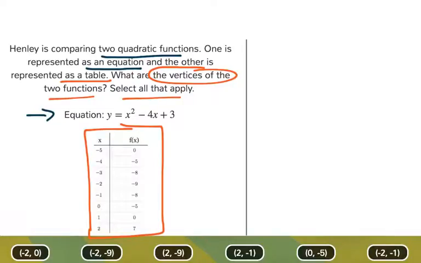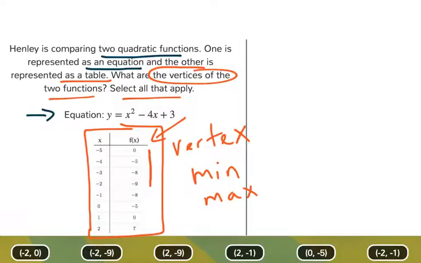The vertex, if you're looking at a table, is always going to be the minimum or maximum of the actual function. So look at these function values. It goes from 0, gets much lower, drops down to -9, and then it stops there and starts getting higher: -8, -5, back to 0. So that is going to be your vertex. It's where the graph switches gears and changes direction, and that is also going to be the minimum, right? So that's our vertex, (-2, -9). I'm going to circle that right here as the answer for the table.